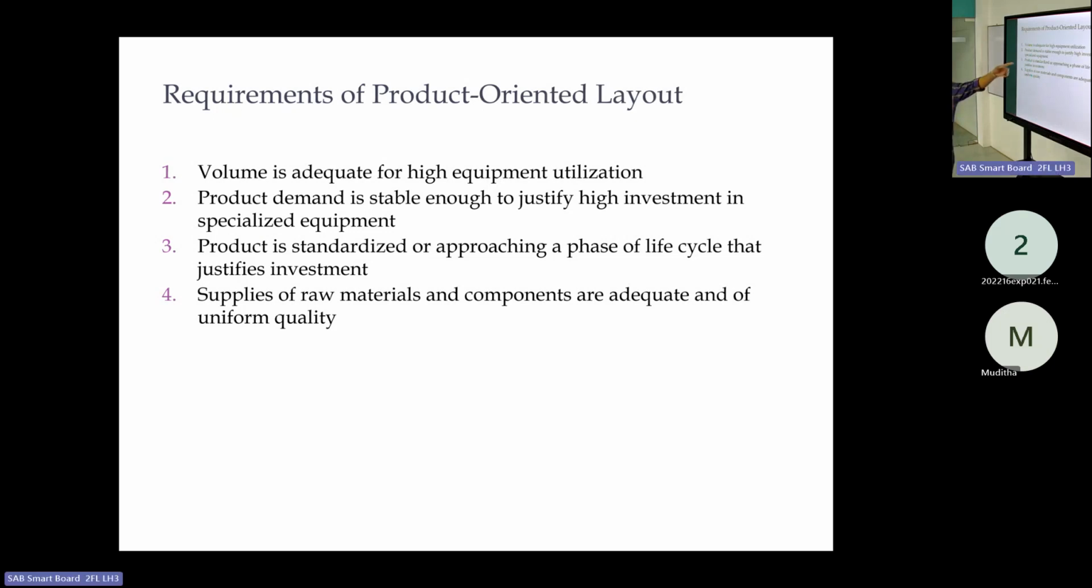That they might require to change the layout into a product oriented layout. Supplies of raw materials and components should be at higher levels, and uniform quality should be maintained. Otherwise, such product oriented layouts, highly efficient, cannot be utilized for the best performing levels.